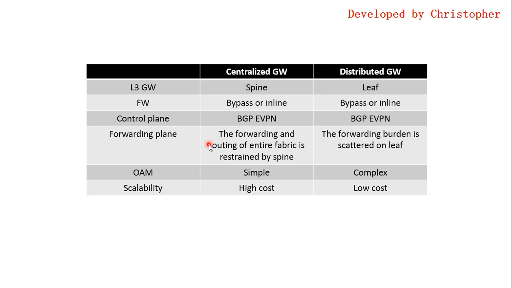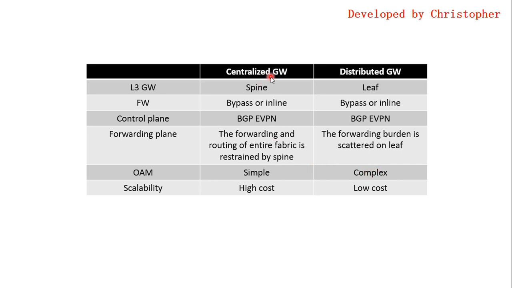And then for the forwarding plane, as you can see, with the centralized gateway, the entire performance is restrained by the spine. Whereas with the distributed gateway, the burden is scattered. It will be very high performance, but the OAM is complex.